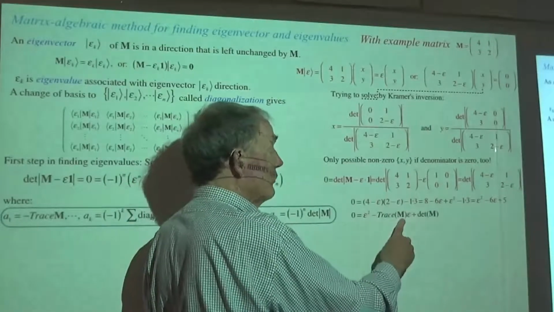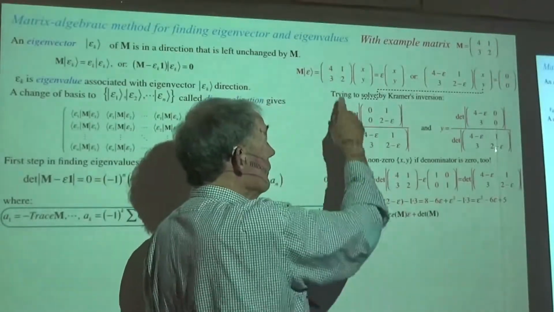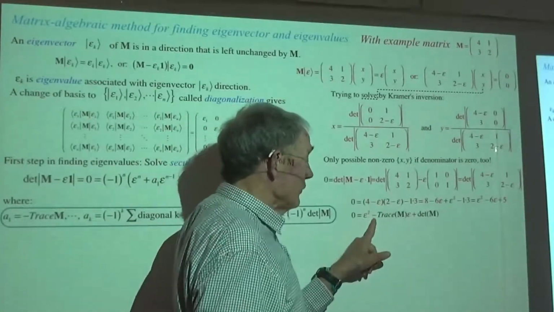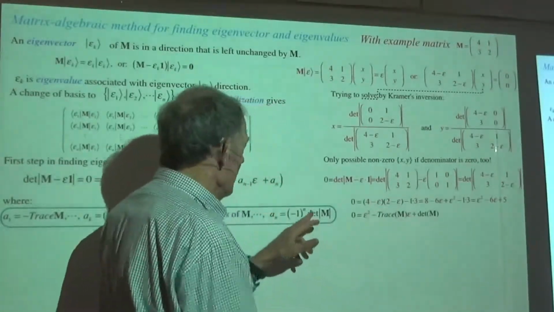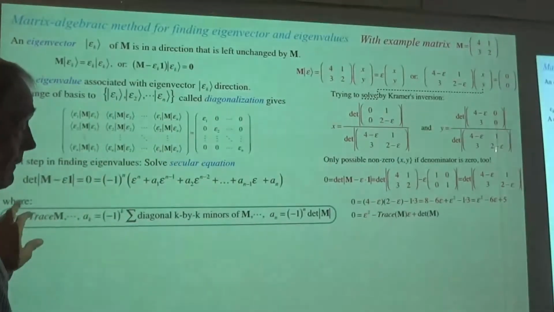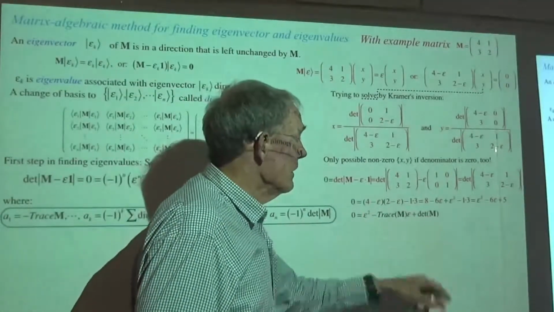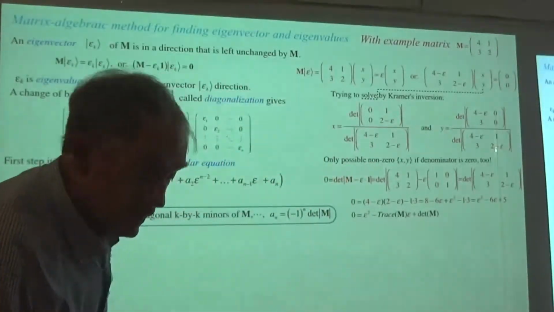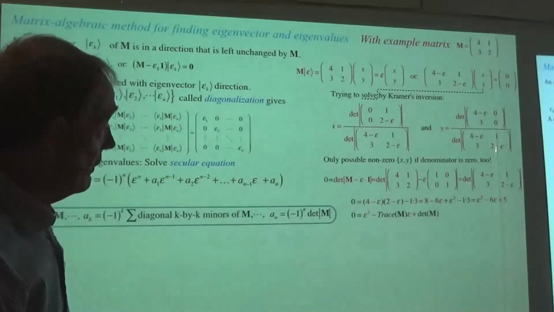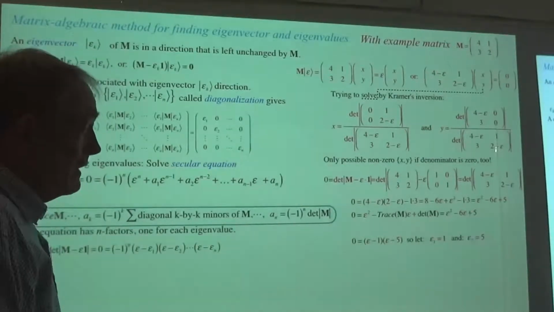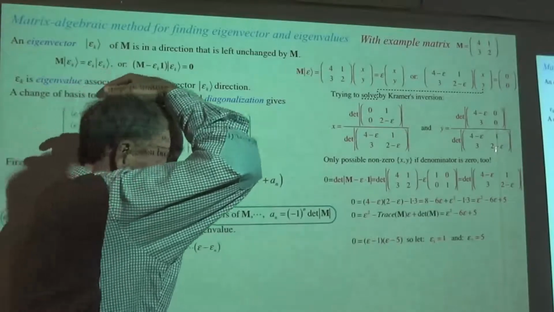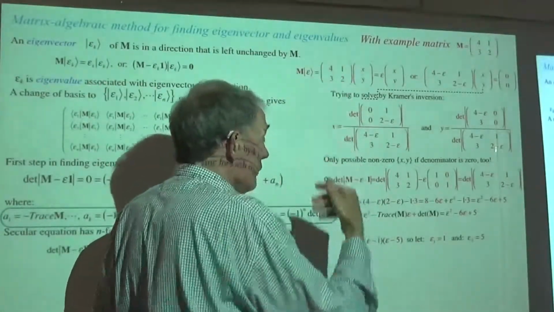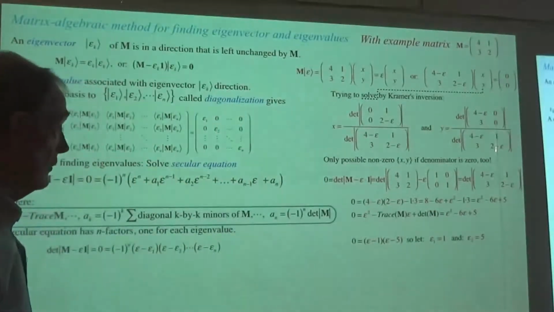I just work out the trace, that's the sum of the diagonal. 4 plus 2 is 6. So 6 goes right there with a minus sign, and you have to be careful about that. This is the formula for the general case, but this is what we've got right here. So epsilon squared minus 6 epsilon plus 5 is our equation that gives us the eigenvalues. We've got something that's going to turn into a frequency value for a spring system, if you in fact had such a system.